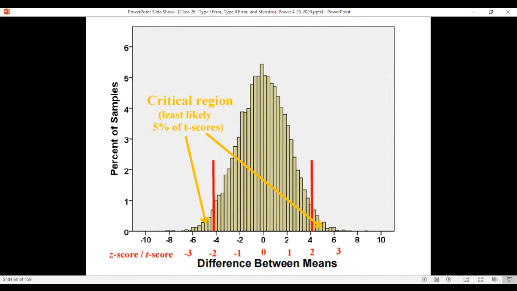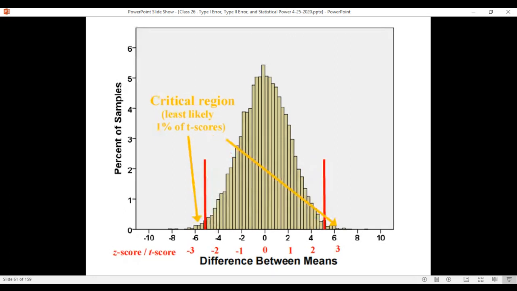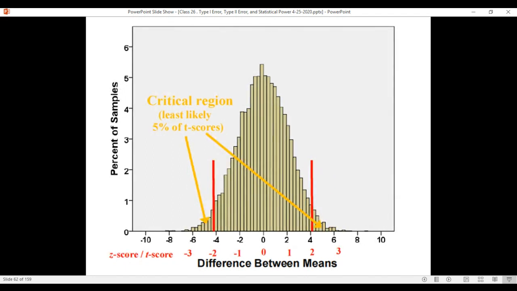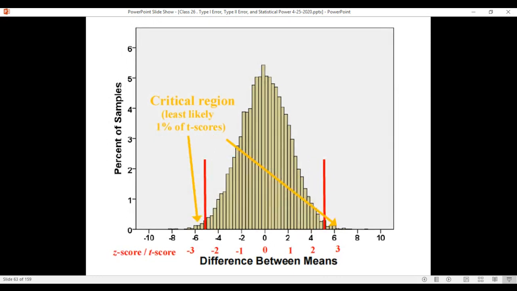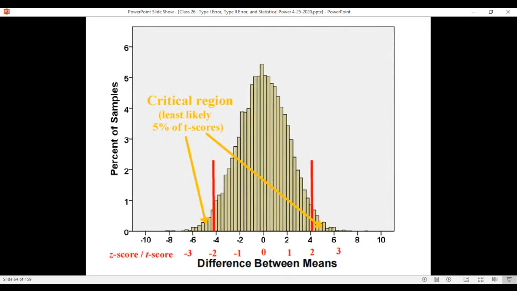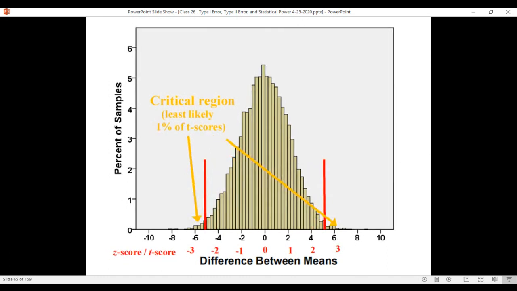Now, I want you to watch what happens to these bars when alpha is changed from 0.05 to 0.01. Watch the bars. This is an alpha of 0.05, and this is an alpha of 0.01. Now I'm going to do it again. Watch what happens to the bars, the critical values. I'm going to do it one last time.